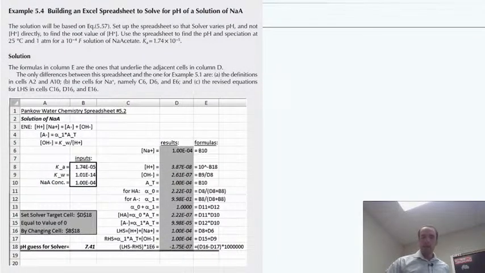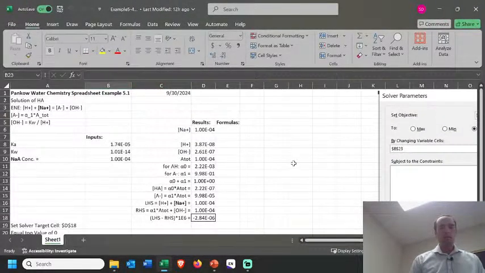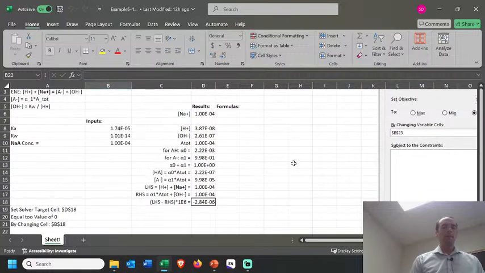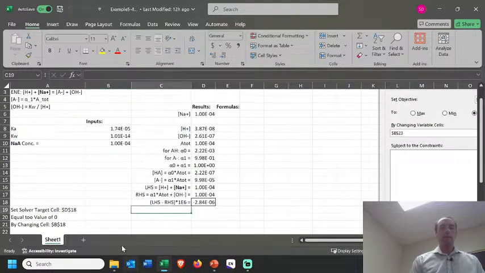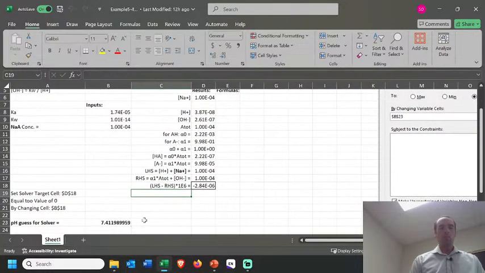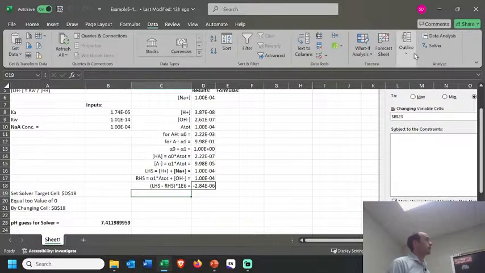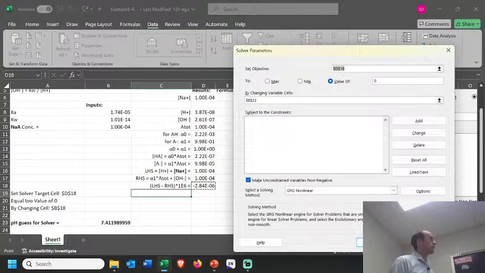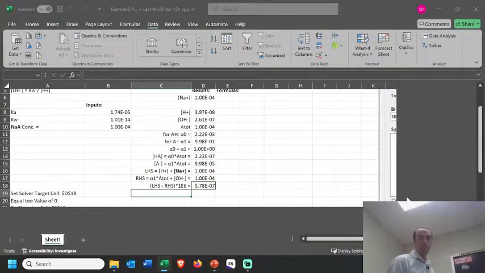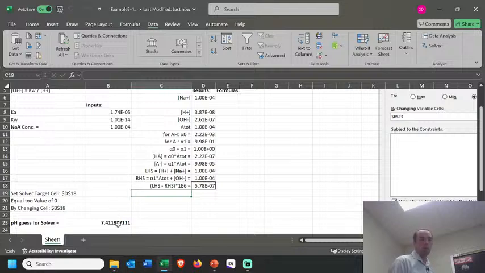Okay, so given that, we can do another Excel sheet, and it looks and works just the same basically. And in this case, when we put in what the book tells us and we want to use a solver this time, the pH is coming out to be 7.4. It's just popping up on my window here. Okay, yeah, 7.41.